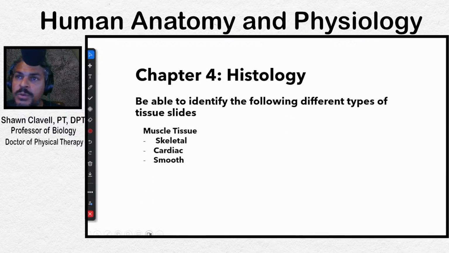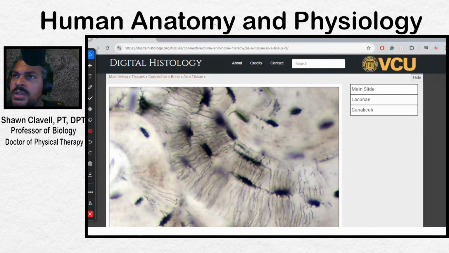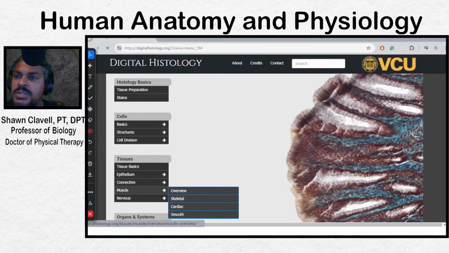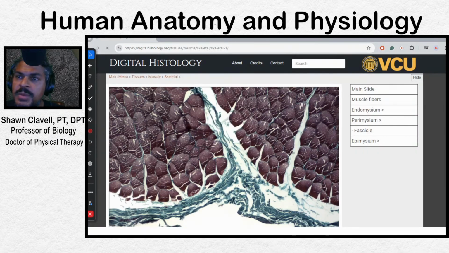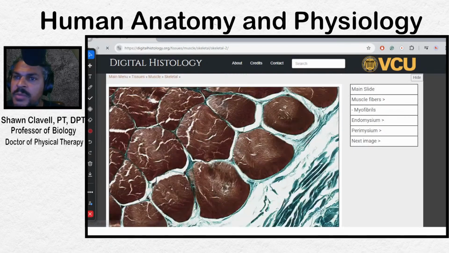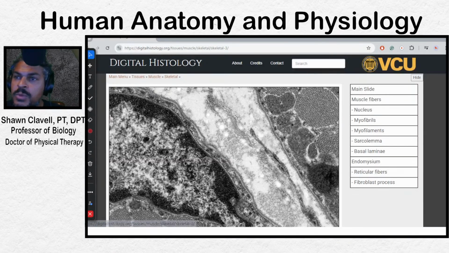Connective tissue, big group. Muscle tissue, there's only three: skeletal muscle, cardiac muscle, and smooth muscle tissue. So again, if we hop onto our good old-fashioned digital histology, we can go into tissues, we can go into muscle tissue, and we can take an overview of skeletal muscle tissue. Now, skeletal muscle tissue is the type of muscle tissue that's responsible for movement.